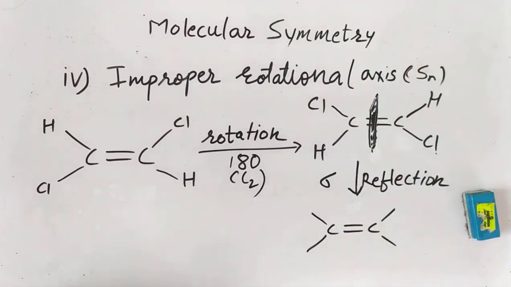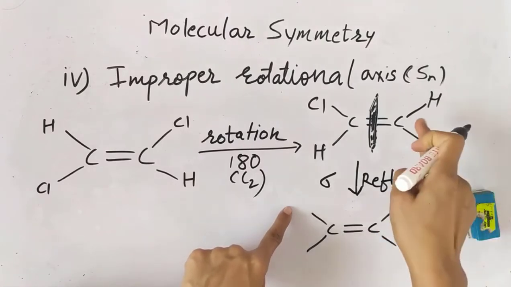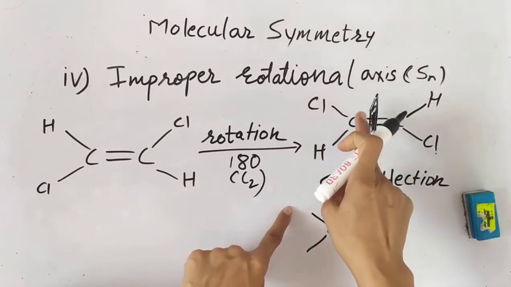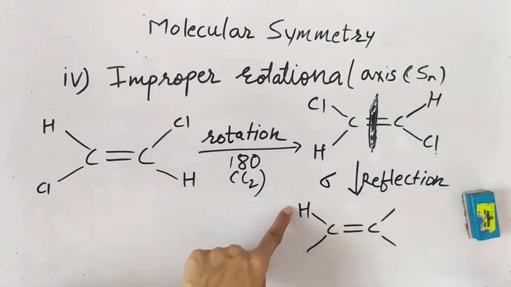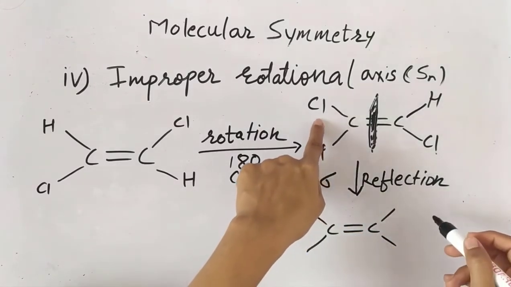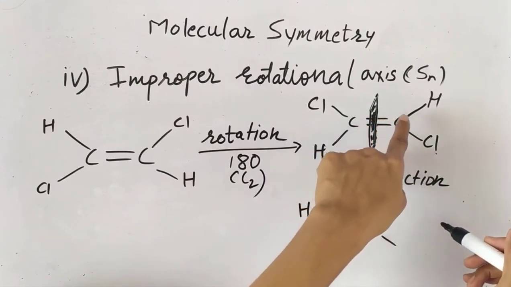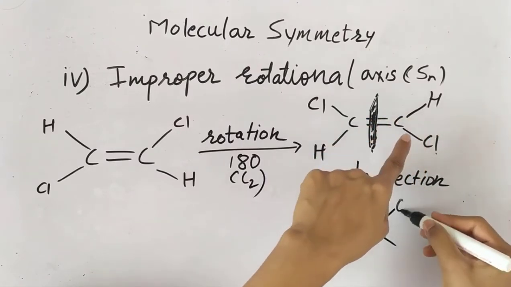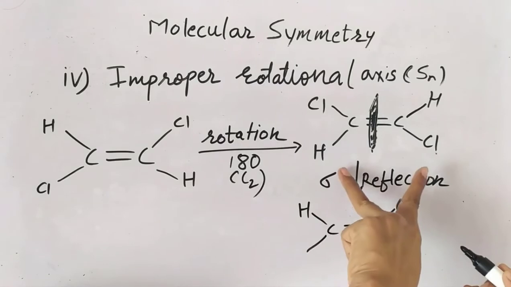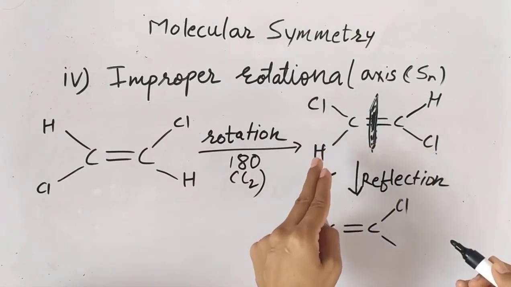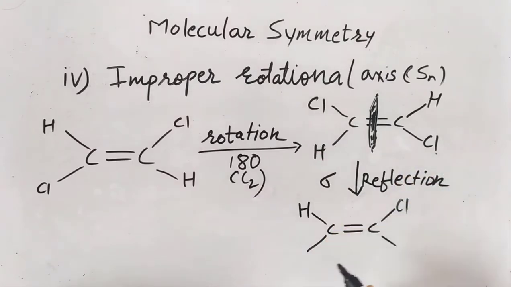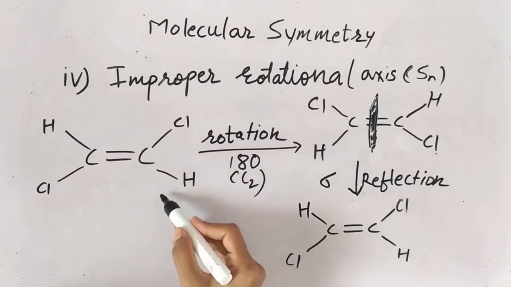So which atoms shall I write down here? Here this hydrogen from the mirror will show its reflection on this side. So I am writing down the hydrogen here. Similarly, this chlorine atom will show its reflection on this side. So I am writing down chlorine here. Same is the case with here. Chlorine will show its reflection here and hydrogen will show its reflection on this side. So this is chlorine, this is hydrogen.